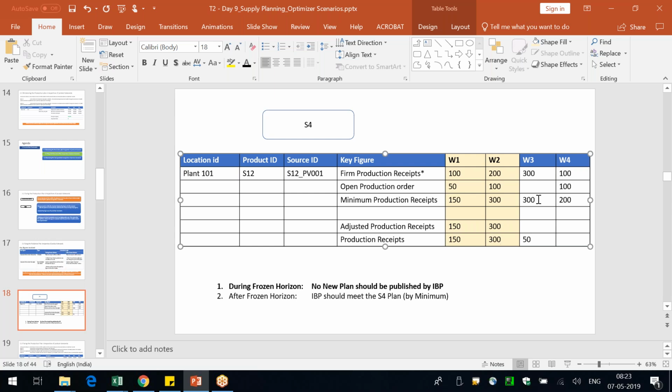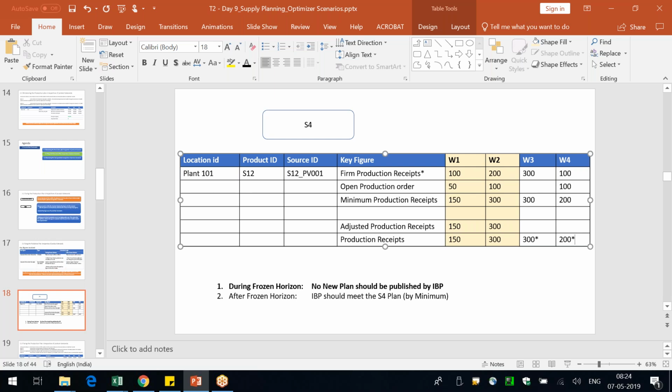After week 3, production receipts would be a minimum of 300. If the demand is more, it does more. On week 4, it does a minimum of 200. Now, there's another thing. Is there a way to adjust my plan within the frozen horizon? Nope.